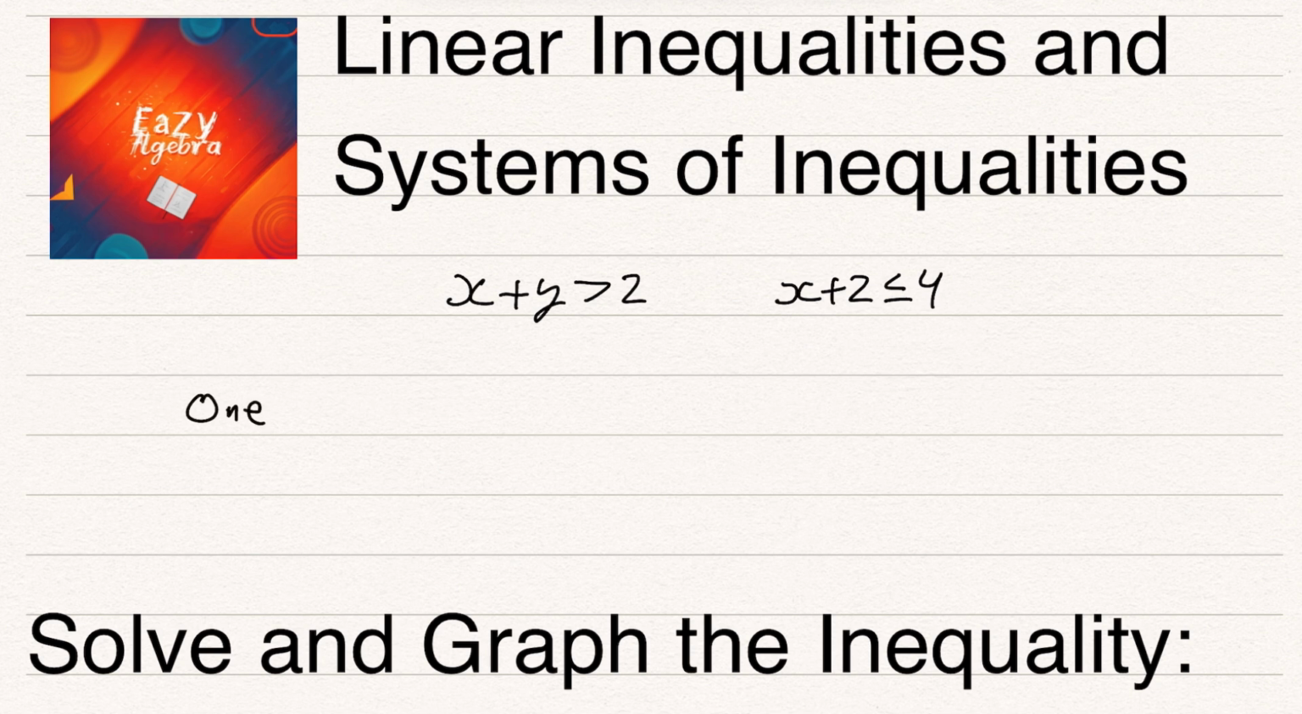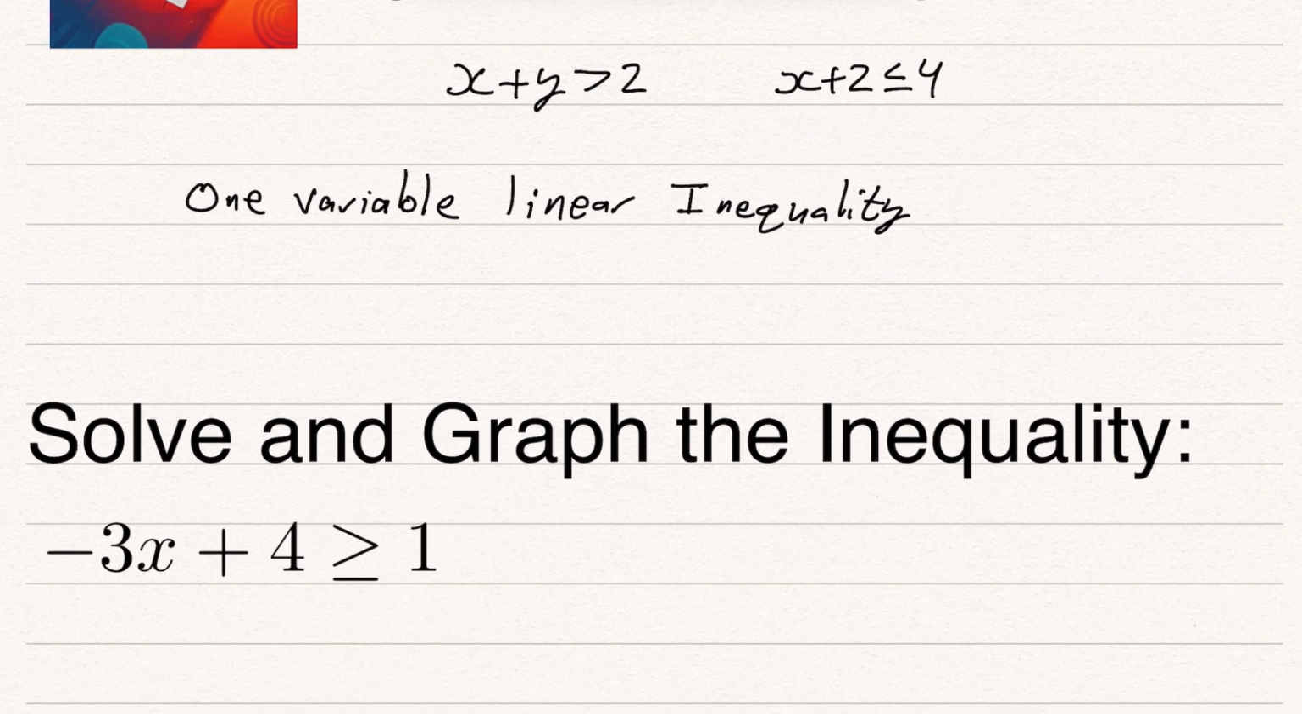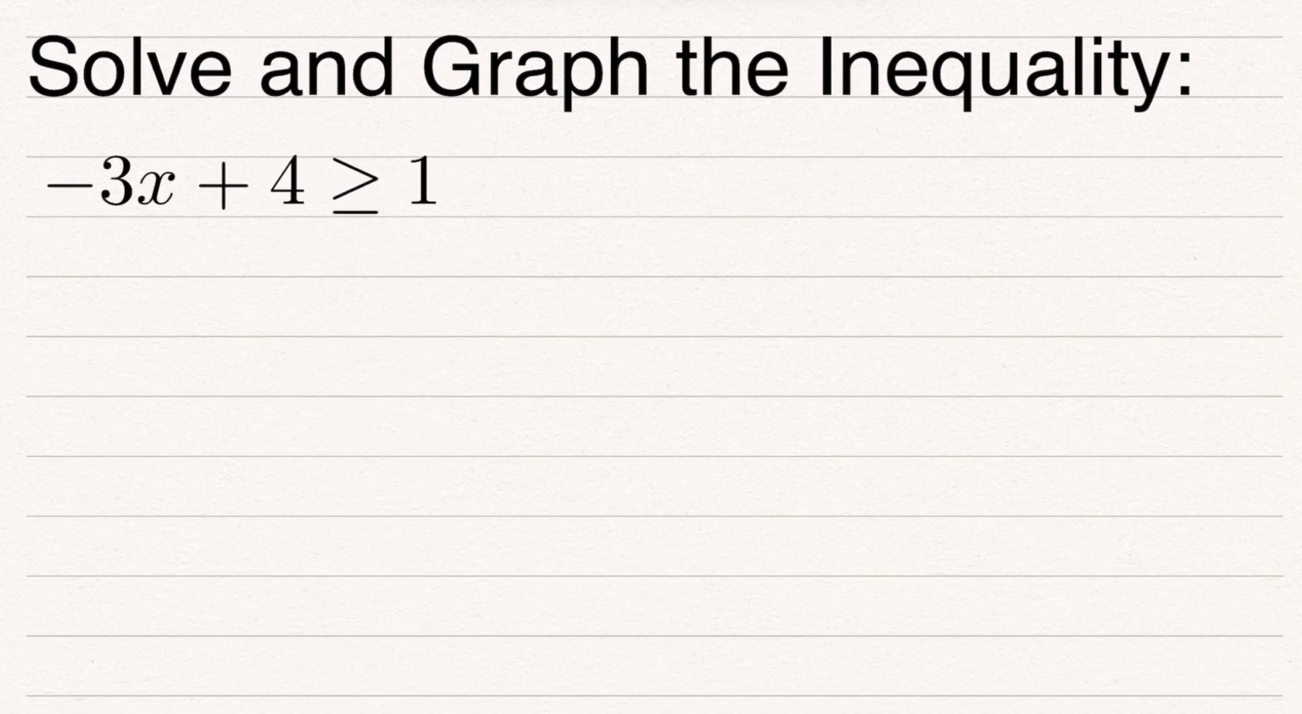So we're looking at 1 variable linear inequalities. The reason for that is these are the inequalities that we could graph on a number line. While 2 variable inequalities could be graphed on a coordinate plane, 1 variable linear inequalities can be graphed on a number line. So let's look at solving and graphing an inequality.